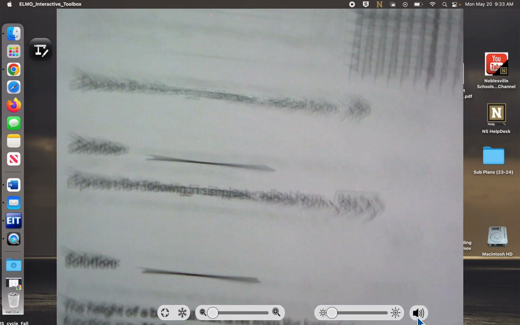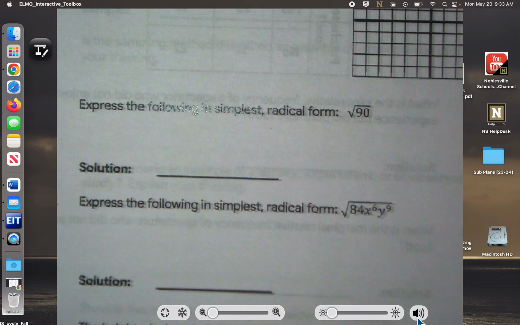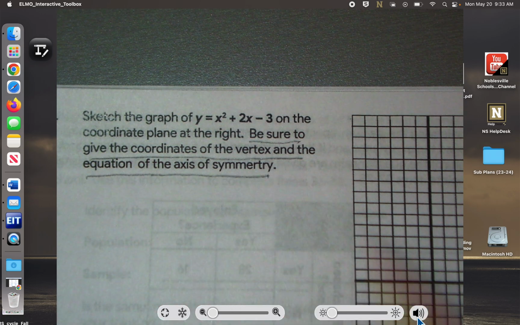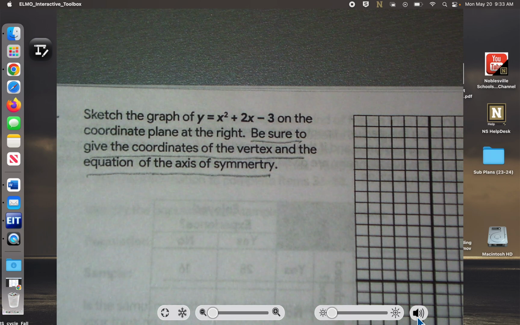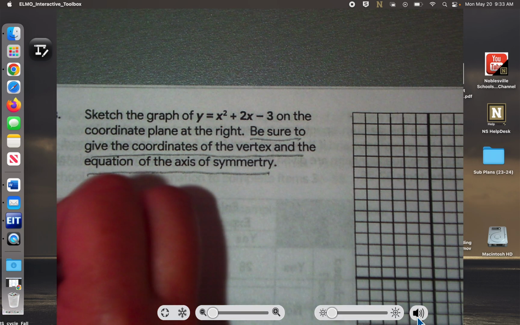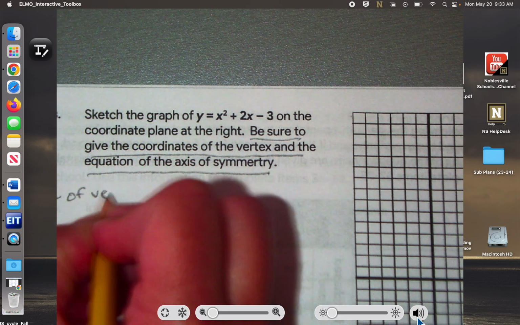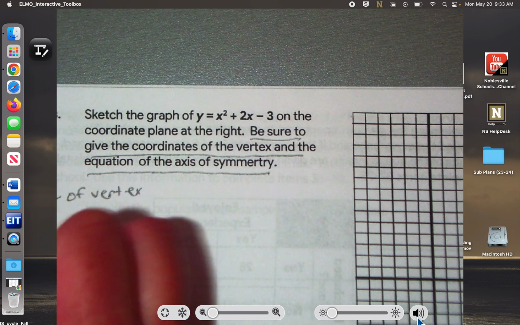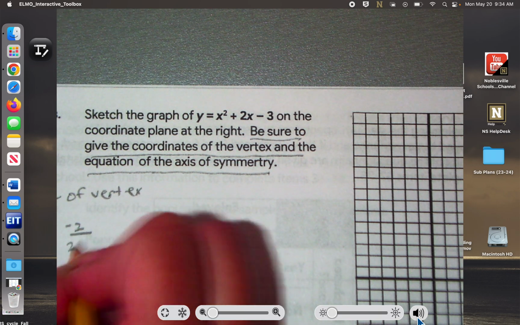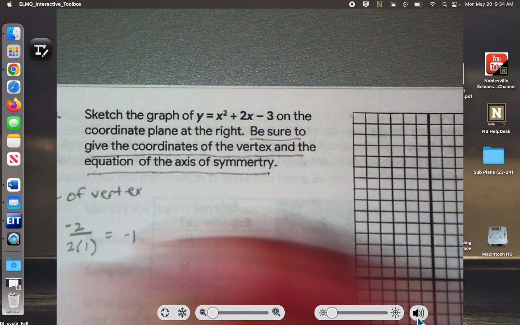All right, next page, sketch this graph. It says, be sure to give the coordinates of the vertex and the equation of the axis of symmetry. So this is where we come into how do we find the vertex, and then we use the y-intercept, then we find the opposite of the y-intercept, all the things. Remember to find the x value of the vertex, we do opposite of b over 2a. So we're going to have negative 2 over 2 times 1. So that's going to be negative 1.